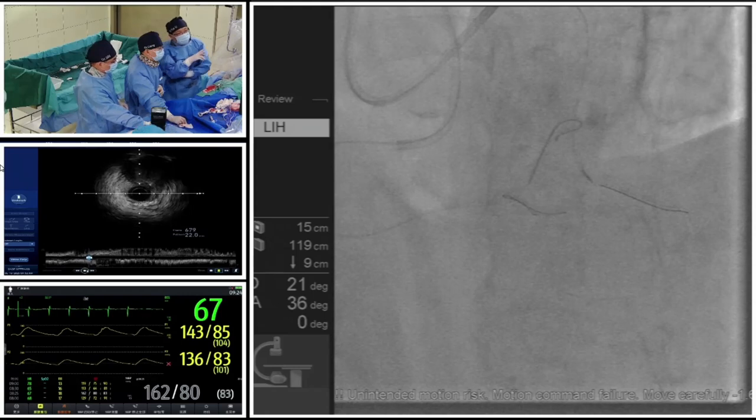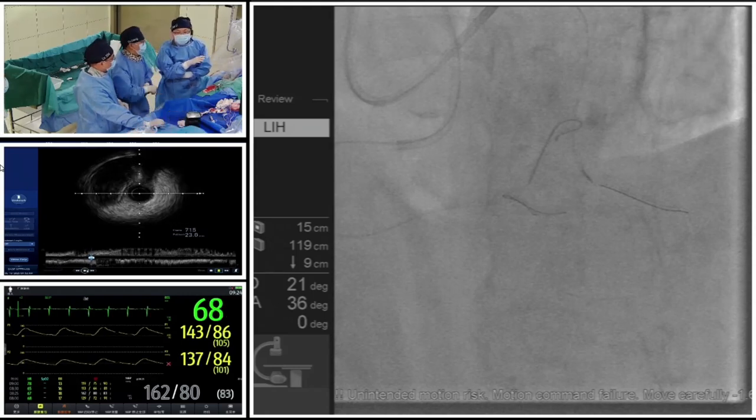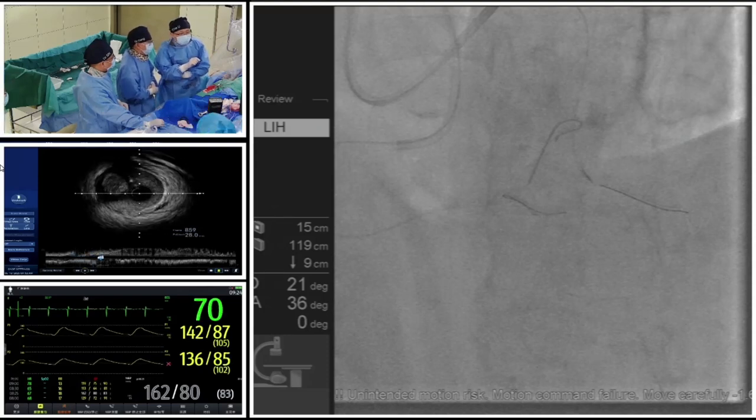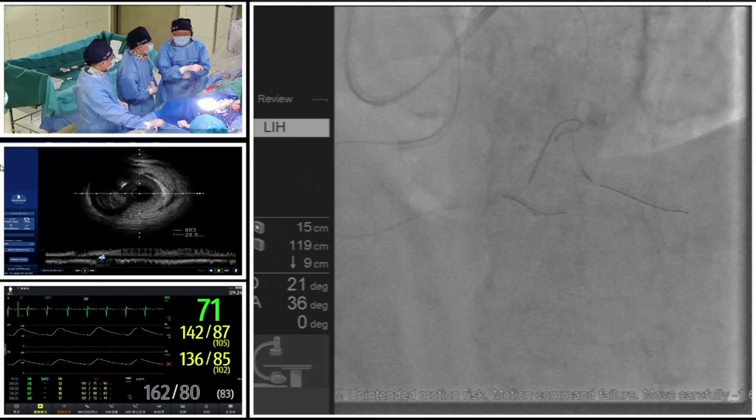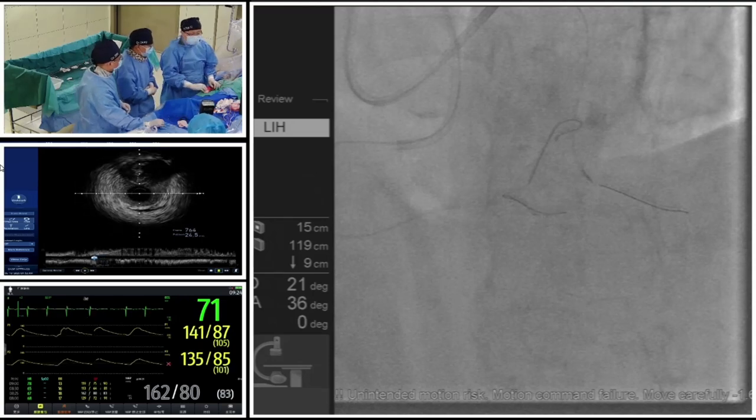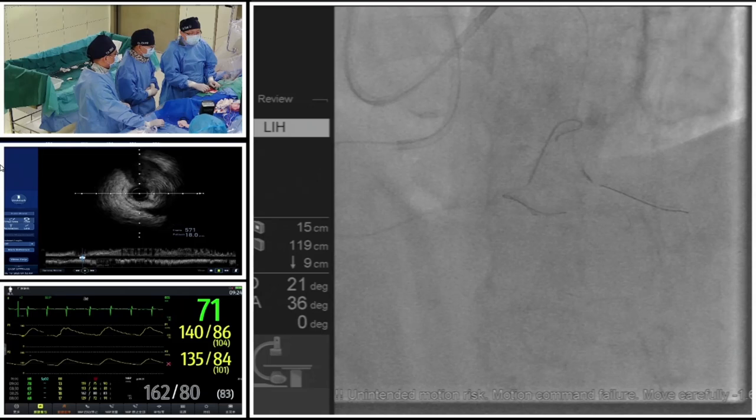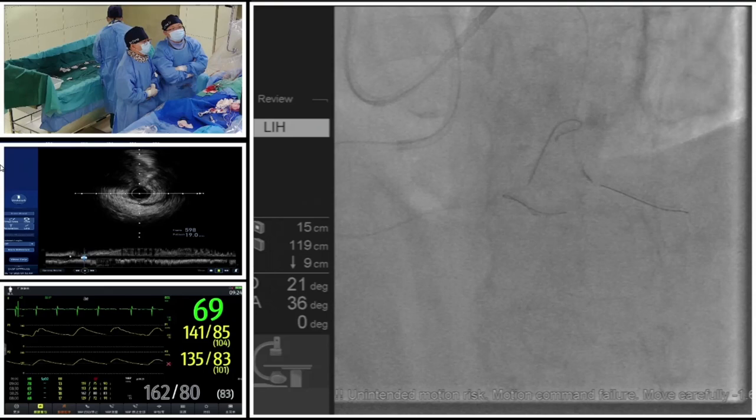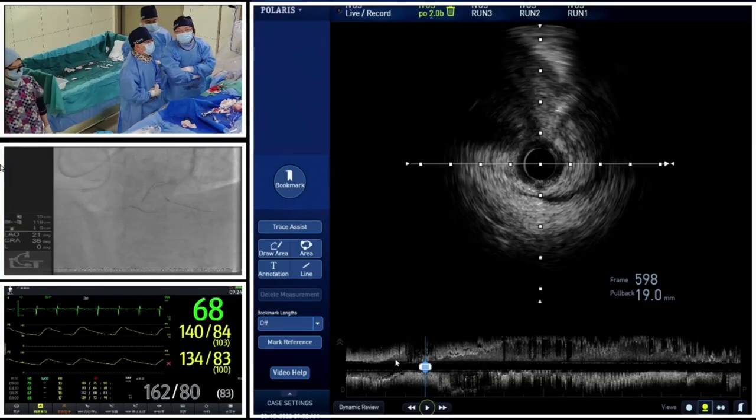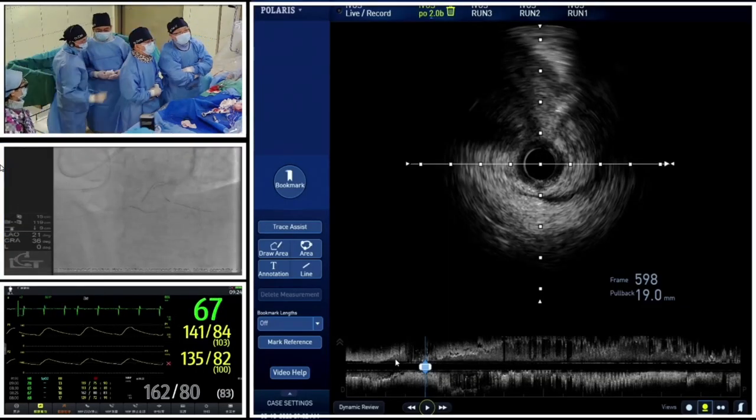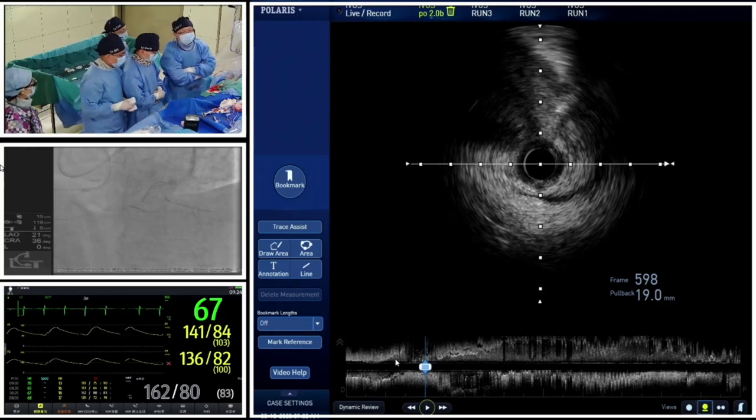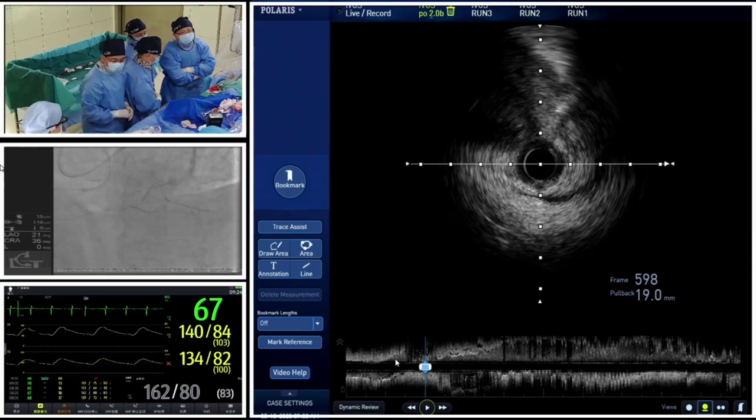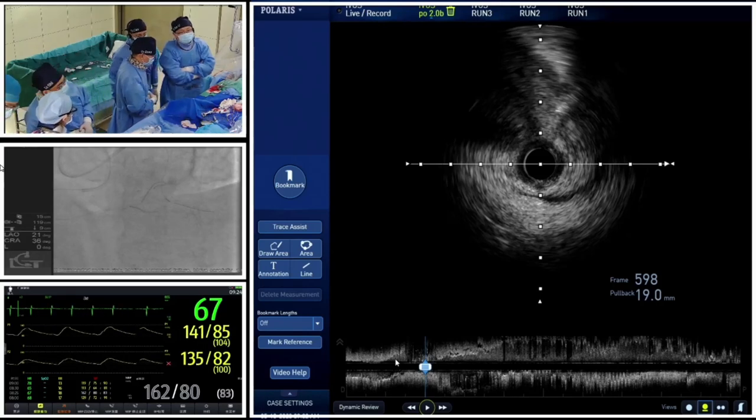We could make sure that the posterior lateral branch wire is in the true lumen. Yeah, so the feeling told me maybe it's in the subintimal space. And also there is another very important piece of information: we can see the hematoma has proceeded and engaged into the distal bifurcation a little bit. It didn't stay only within the proximal bifurcation segment. The hematoma has engaged into the distal small branch a little bit.